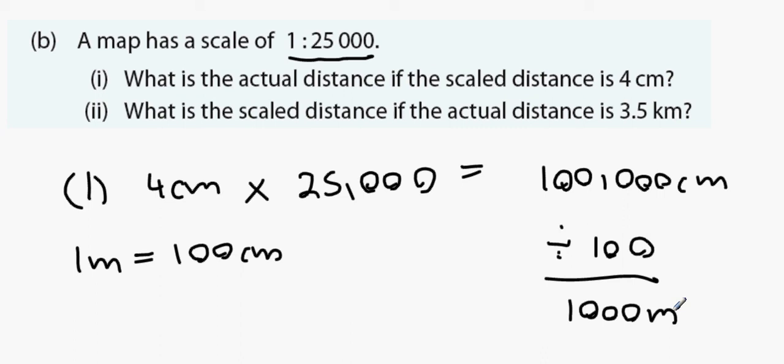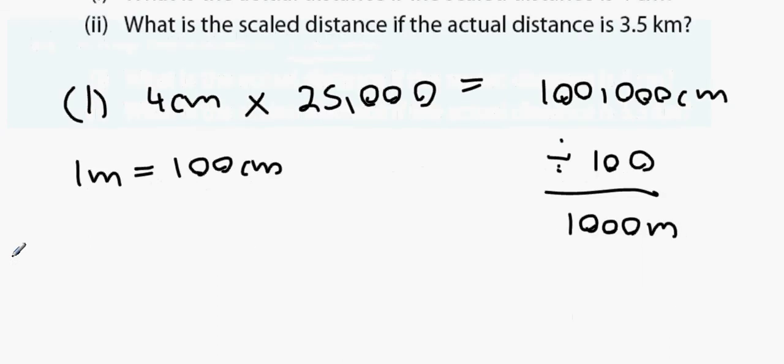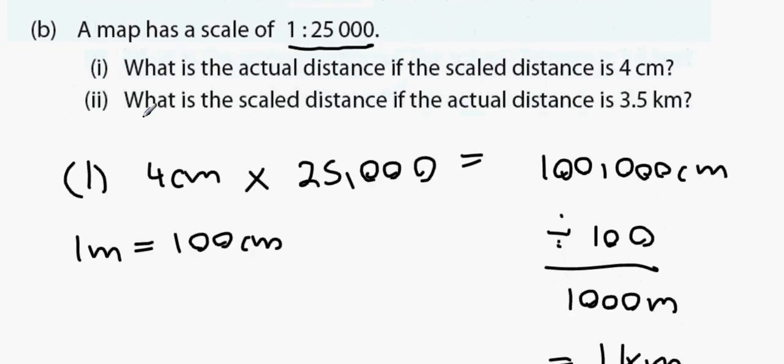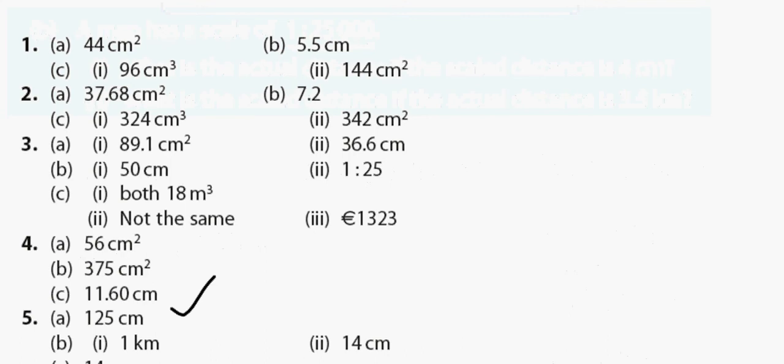Okay, so it depends which way it wants the answer. It wants the answer probably in kilometers. We'll check that out now. Meters or kilometers, it doesn't say, so either one will be useful. So 1 kilometer is what I actually wanted. Okay, next one. We're going backwards.